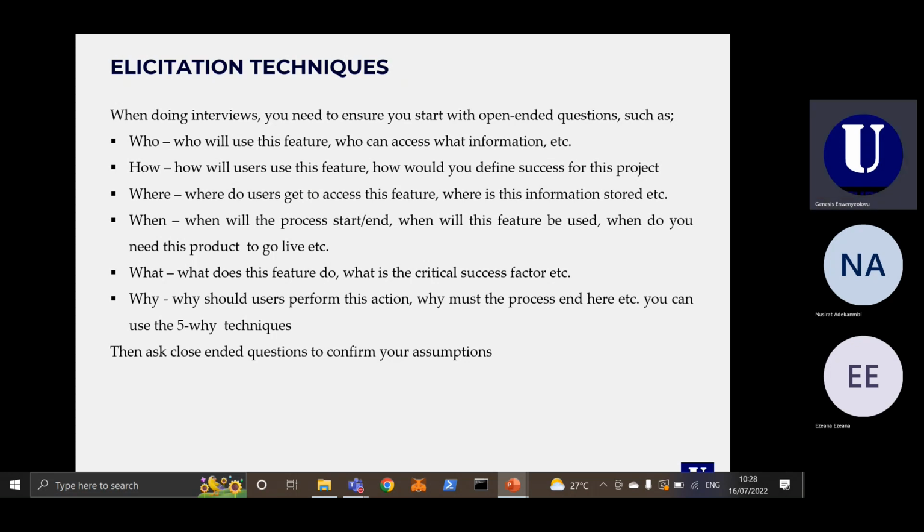So where will they take this training from, right? Where do you want them to take this training from? They say, oh, the training should be virtual. So why should it be virtual? When do you want them to start taking the training, and how frequent should the training be? So I'm using my who, how, when, where, what, and why to gather a lot of information from my customers through open-ended questions. And then at the end of the day, I'll close it up with close-ended questions.